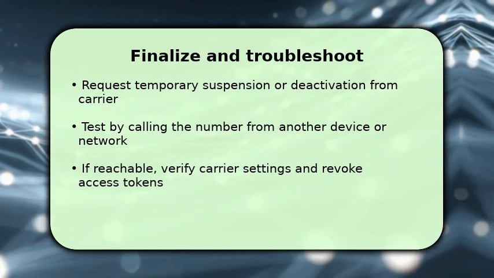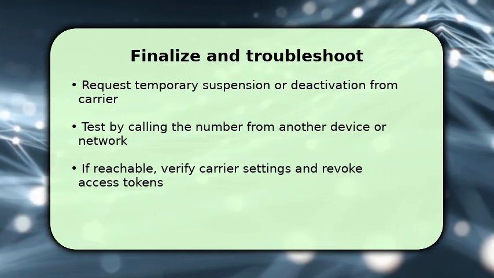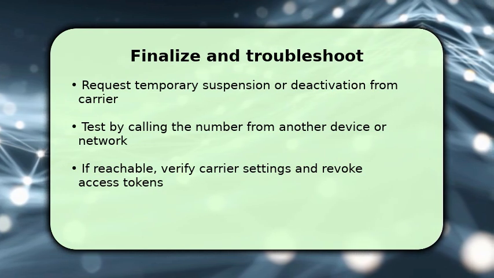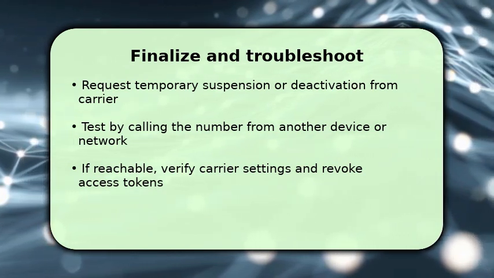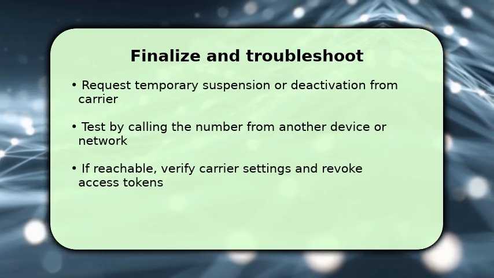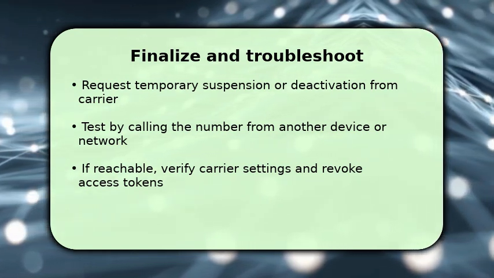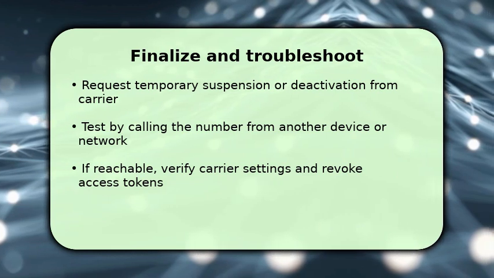Then test. Call the number from a separate phone and network to confirm no ring, voicemail, or SMS delivery. If the number is still reachable, check carrier provisioning, revoke any linked service tokens, and repeat disabling of forwarding.